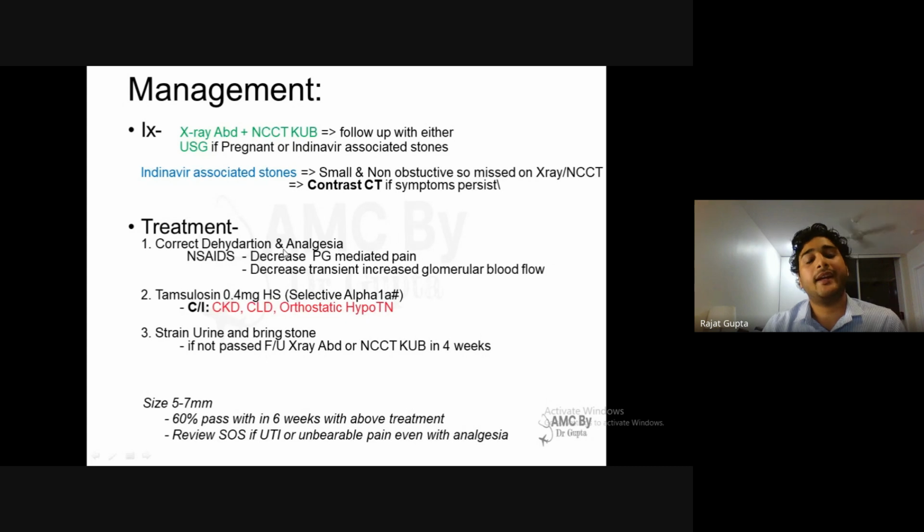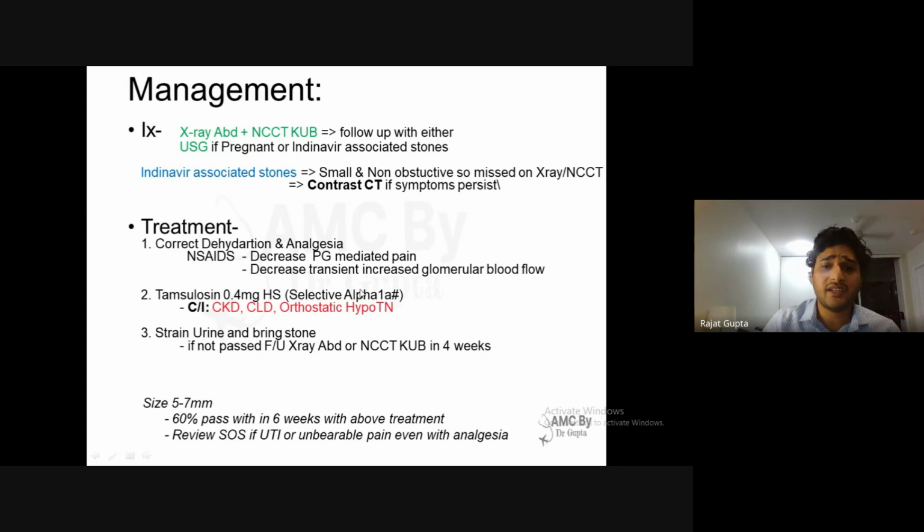So apart from dehydration correction and analgesia, one of the best drugs is tamsulosin. Tamsulosin is 0.4 milligram. It is a selective alpha-1 blocker, which dilates the ureter. So if there is a small stone, it can pass through easily. But there are contraindications to this medication, that is CKD, CLD, orthostatic hypotension. Why? Because, as I told you, it's a selective alpha-1 blocker, and it relaxes the smooth muscles. So it relaxes the blood vessels as well and causes hypotension.